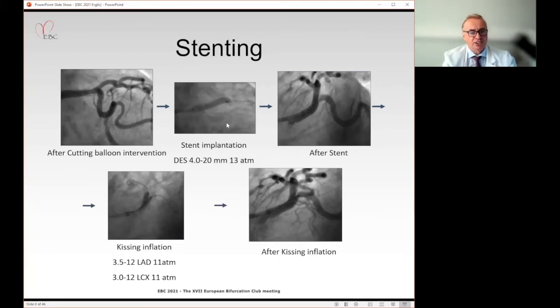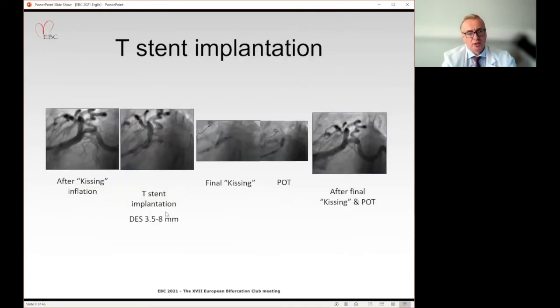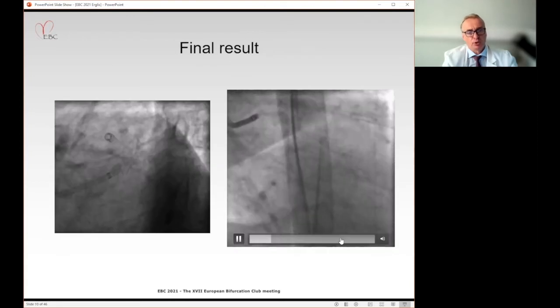But after the first stent implantation, as you see, drug-eluting stent 4.0, 20 millimeters, 13 atmospheres, after stent implantation there is some pinching of the side branch. For this reason, we use kissing balloon, but after kissing balloon there is still residual stenosis, and then we use, which is not often used, the T-stent implantation, with a drug-eluting stent 3.5, 8 millimeters, and final kissing, and even at that time we use a POT, and this is after final kissing and POT procedure.